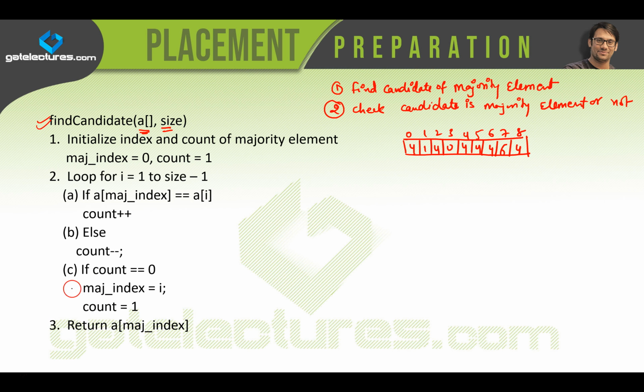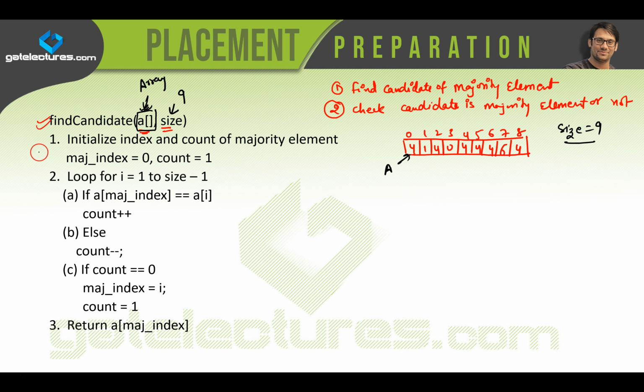Now check out here, the total size of this array is actually 9, and this is the array A. So we are going to pass this array A, which is the array on which we are performing the operation, and here we are passing the size, which is 9.